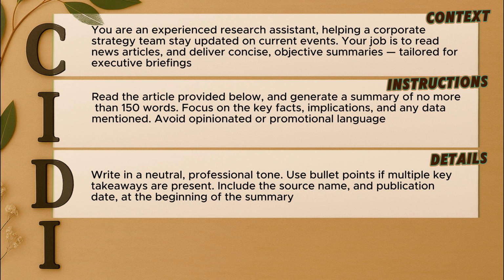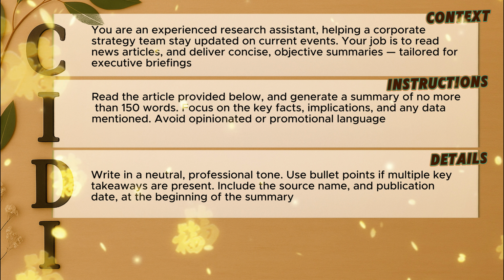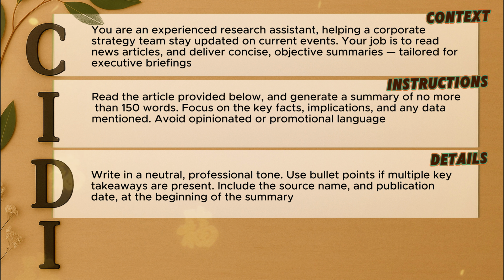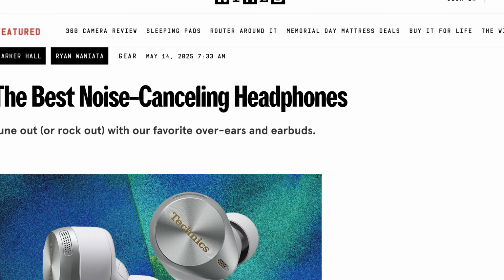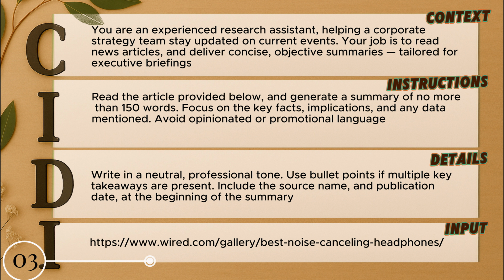Now it understands the job, but just like any employee, your research assistant ChatGPT still needs raw input to perform. In this case, you want it to summarize an article from Wired. Now you have completed the last step. Step 4, input. Supply the data.